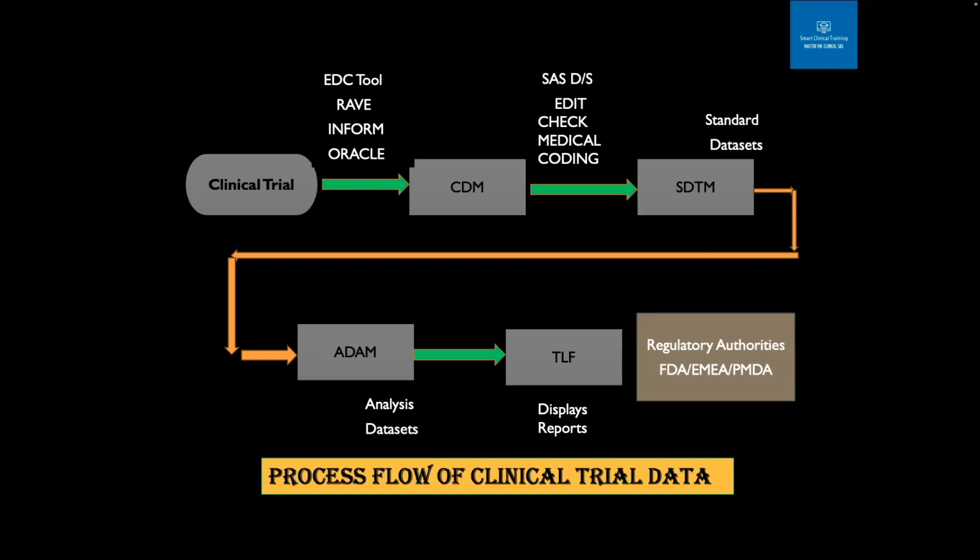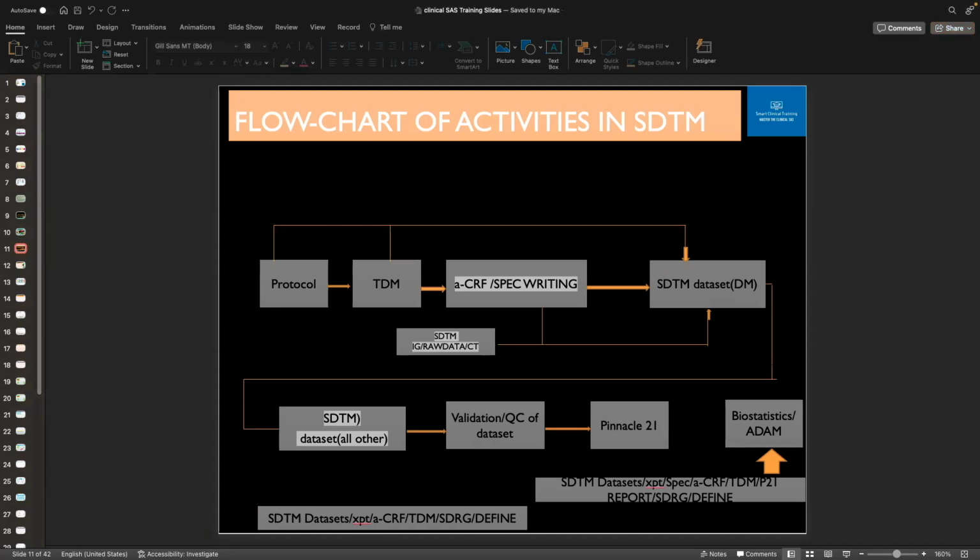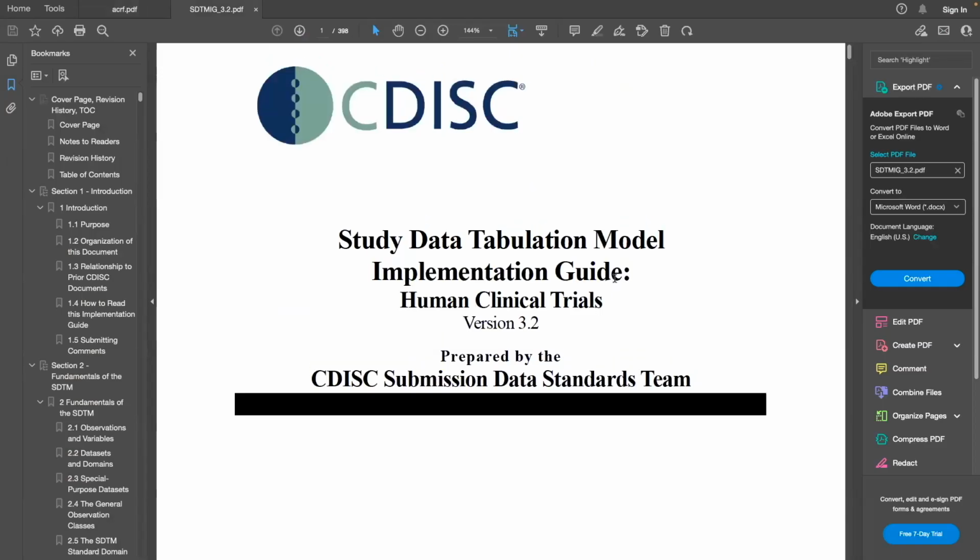Once the dataset is QC passed and everything is matching, we need to run P21 on both SDTM datasets and ADaM datasets to see if they follow the implementation guide. We have an SDTM implementation guide, and similarly we have an ADaM implementation guide as well. Let me show you the implementation guide.